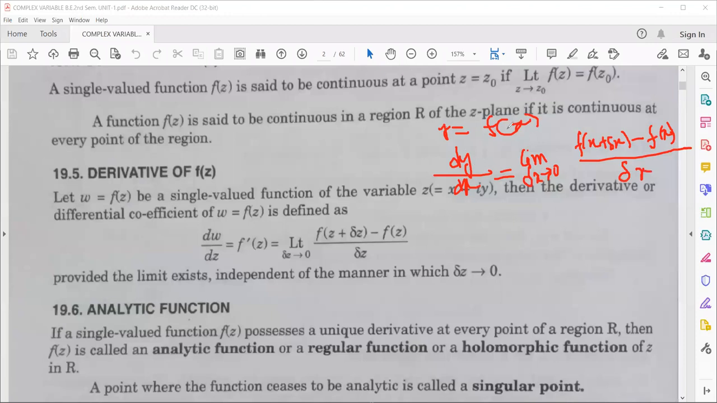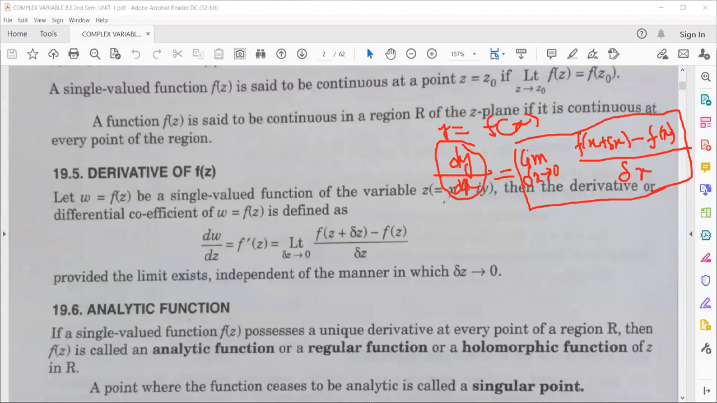So if y is equal to f(x) is a function, and you need to find its derivative, then by using the first principle of derivative, dy by dx is equal to the limit del x tends to 0 of f(x plus del x) minus f(x) by del x. If this limit exists, then you can say that the derivative of the function y with respect to x exists.